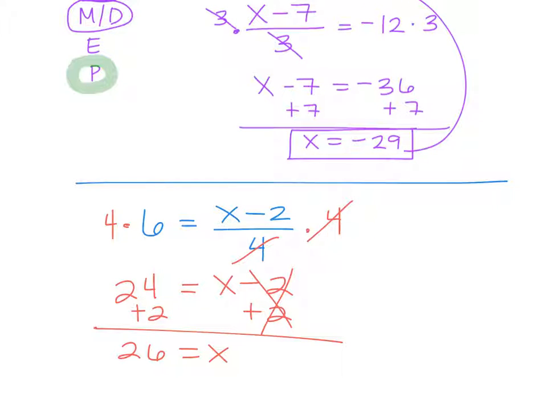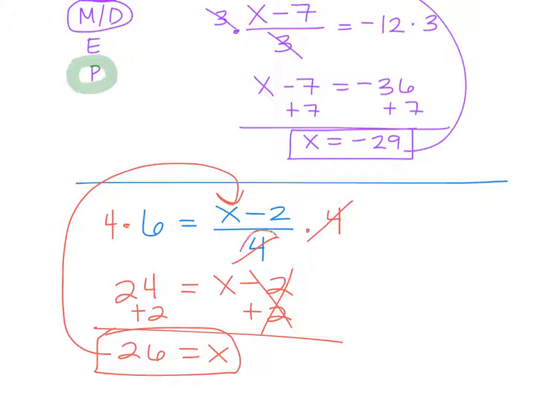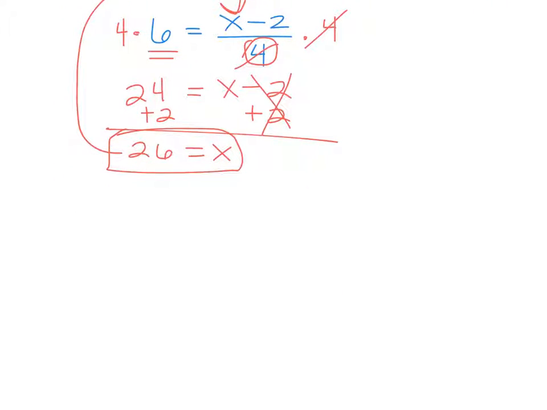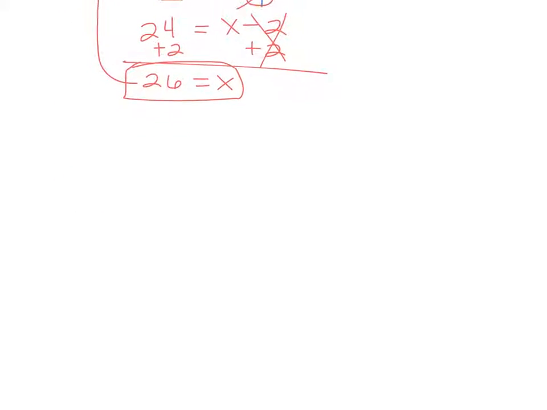So again, if you went and plugged it in, this is your answer, but if we plugged it in here, 26 minus 2 is 24. 24 divided by 4 is 6. Okay, so it does check out. Questions on that? Okay, so that's a little different than what we did on Friday.